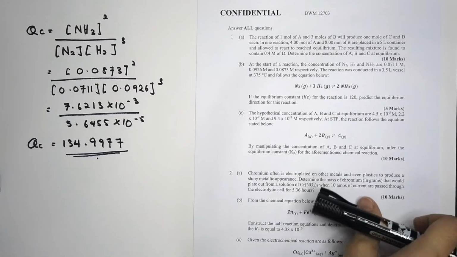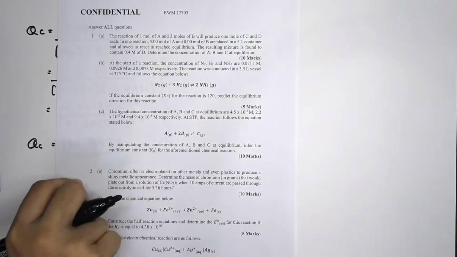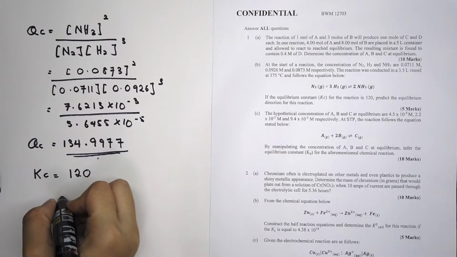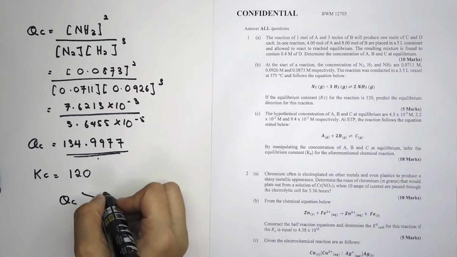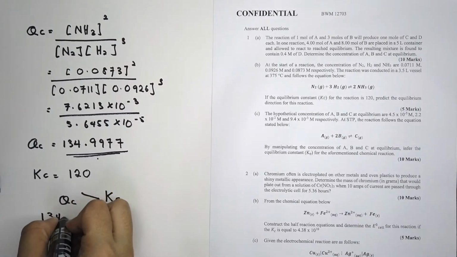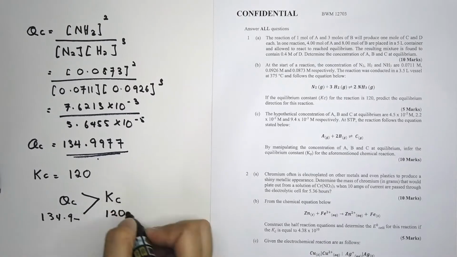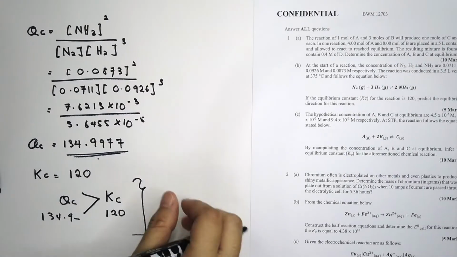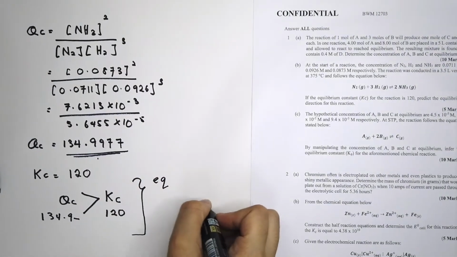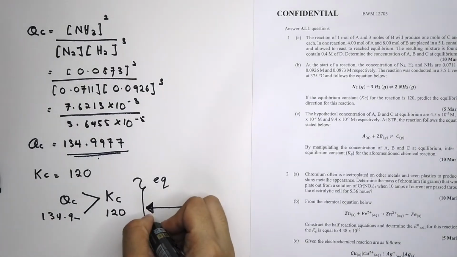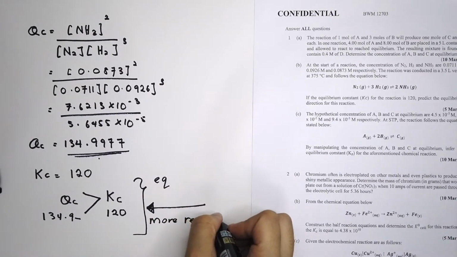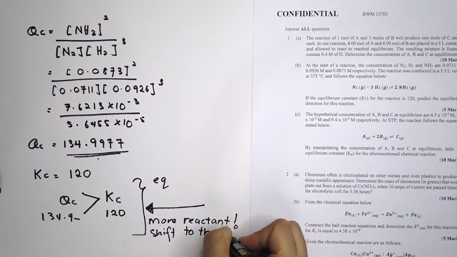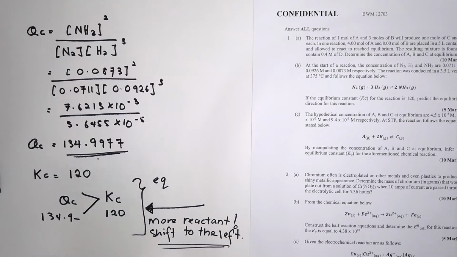Right, and then we look back at the question. The equilibrium constant Kc for the reaction is 120, so given to you Kc is equivalent to 120. So you can say that Qc is bigger than Kc, because this one is 134.9-ish and this one is 120. Therefore, Qc is bigger than Kc. When Qc is bigger than Kc, it means that the equilibrium shall shift to the left, meaning that it will produce more reactant. So it shifts to the left. Alright, so this is the final answer for this question.